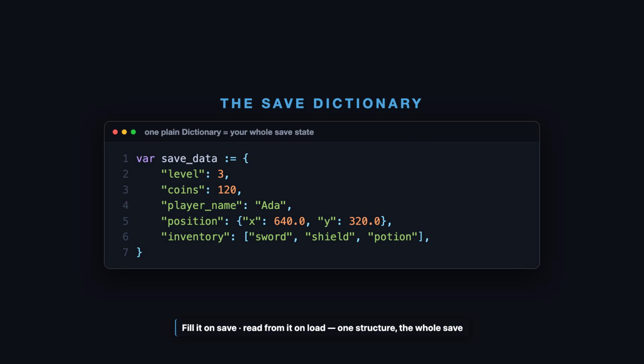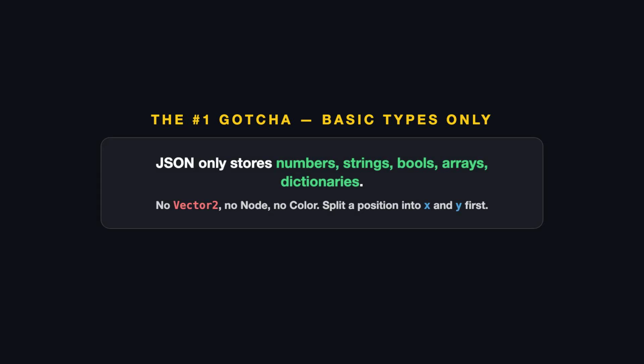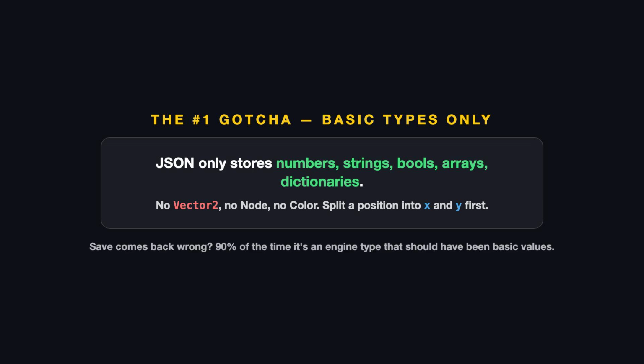Now the important rule, and it's the number one gotcha for beginners. JSON can only store basic types. Numbers, strings, booleans, arrays, and dictionaries. That's the whole list. It cannot store a Godot Vector2, a node, or a color directly. So a player position, which is naturally a Vector2, has to be broken into plain numbers, x and y, before it goes in. This catches everyone the first time.